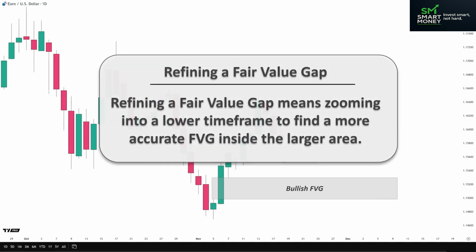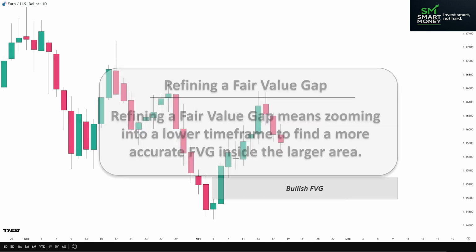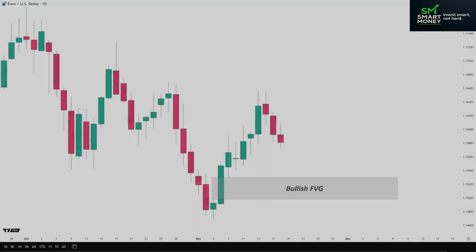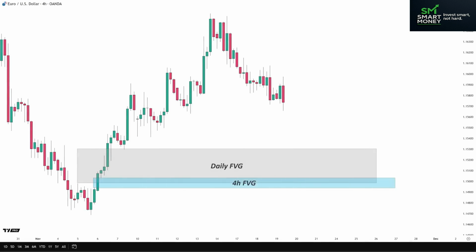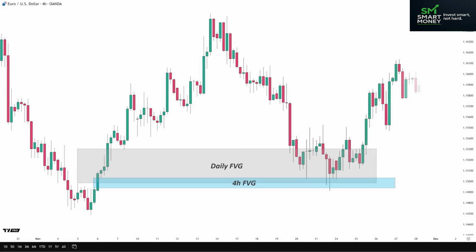frames and refine it. Refining a fair value gap means zooming into a lower time frame to find a more accurate FVG inside the larger area. For example, if we zoom into the 4-hour chart, we can mark a 4-hour FVG inside that large daily zone. This way, instead of a large daily imbalance, we get a tighter and more precise zone to work with. Now, this refining method is not limited to fair value gaps. You can use it to refine order blocks, supply and demand zones, and more.